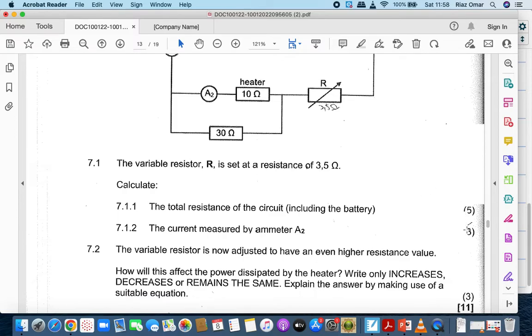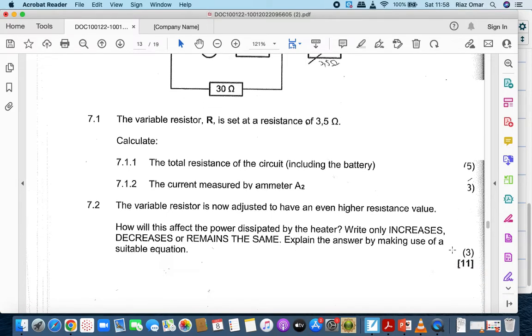It says 3 marks, and I'm looking at the answer. It should be more than 3 marks. 3 marks is too low for this question.